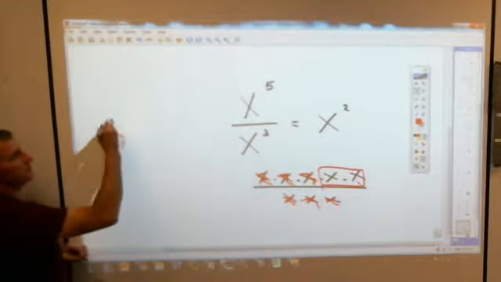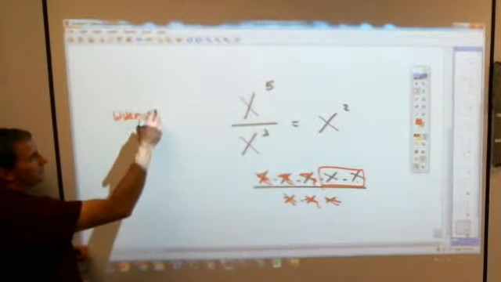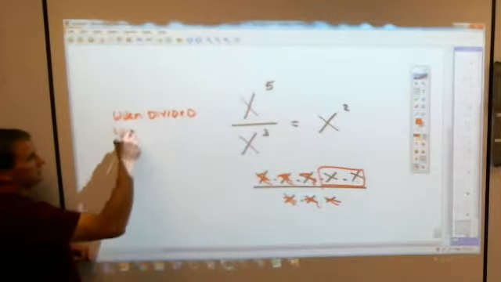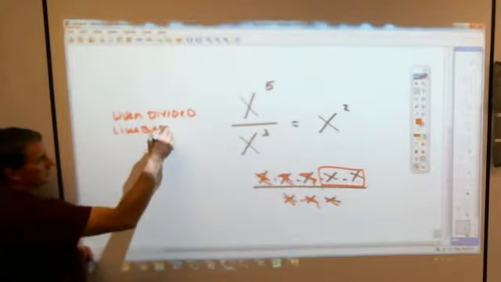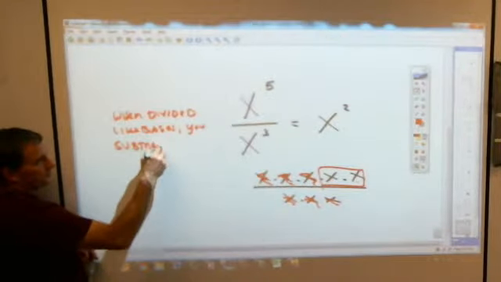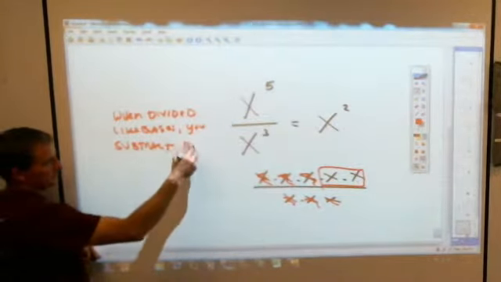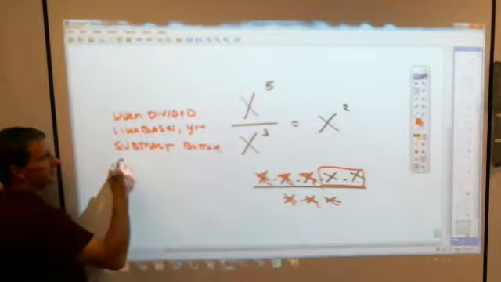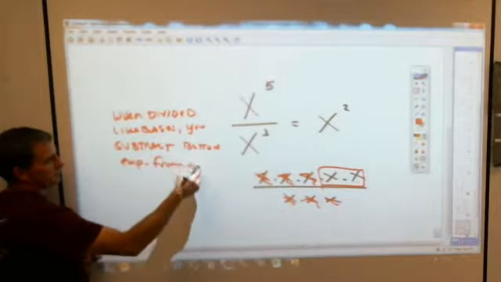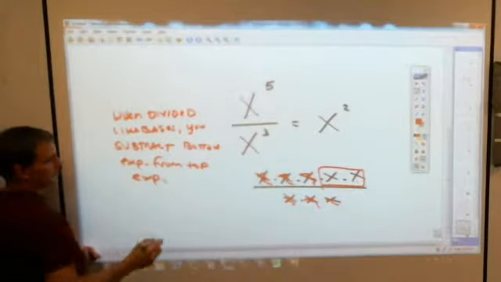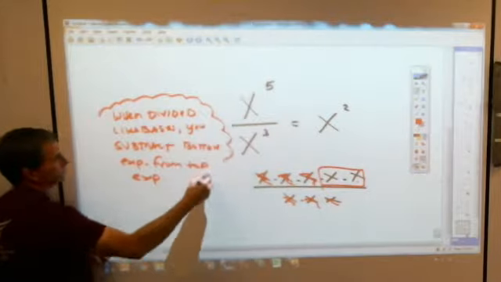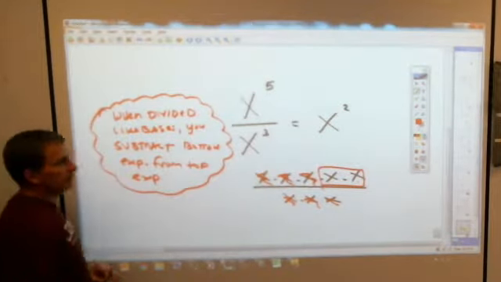Madison! When you are dividing the same bases together, you subtract the exponents. Now you have to be careful with this. When dividing like bases, comma, you subtract the bottom exponent from the top exponent. When dividing, you subtract the bottom from the top.